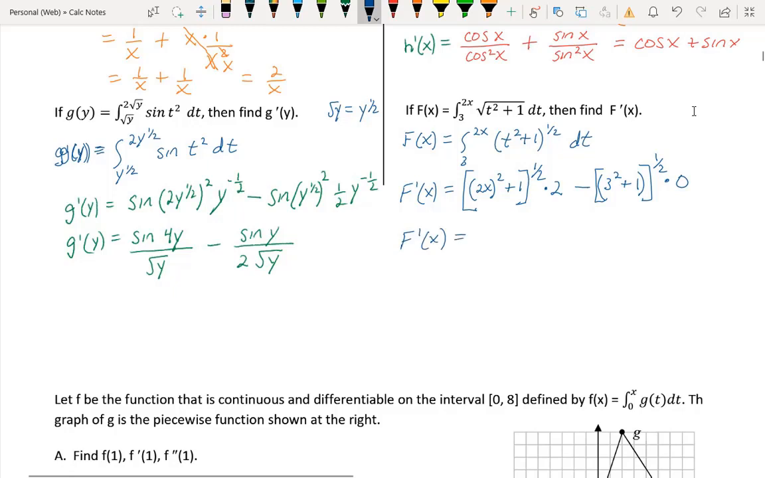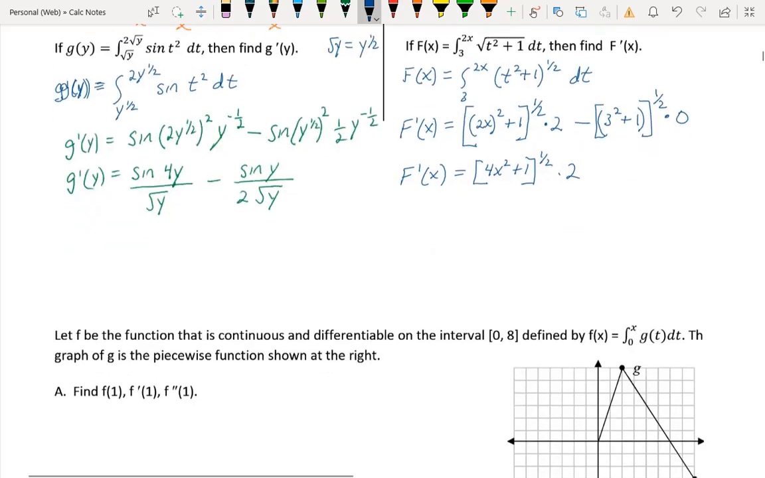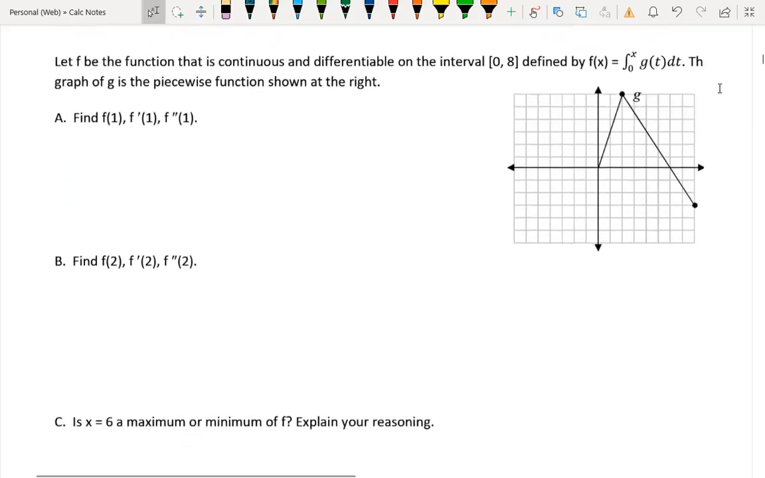And so f prime of x is simply going to be, and I'll do a little bit of simplifying along the way here, (4x squared plus 1) to the 1/2 times 2. Alright? Not so bad, is it? Alright, let's flip over to the next page.